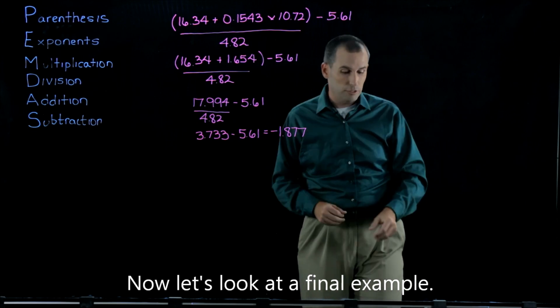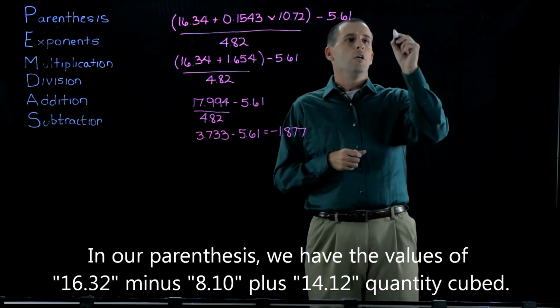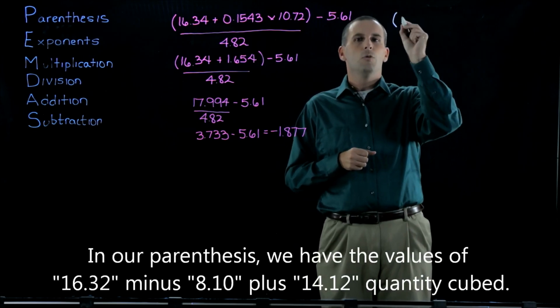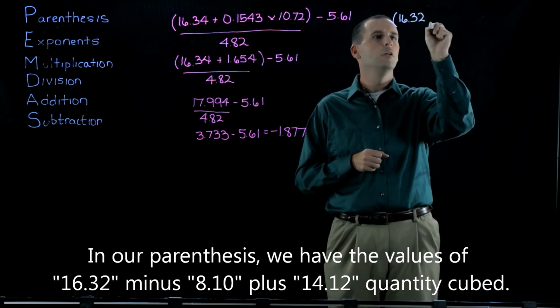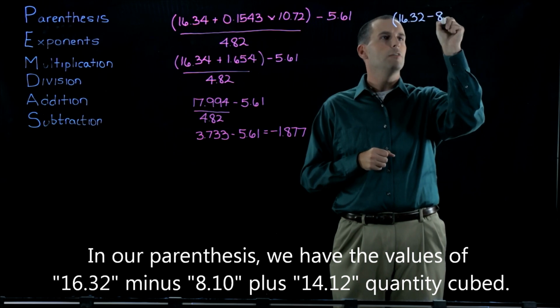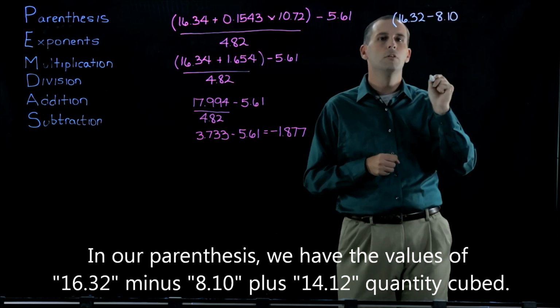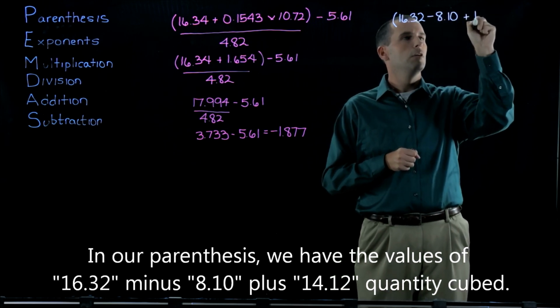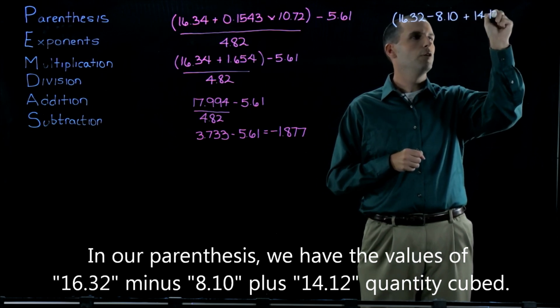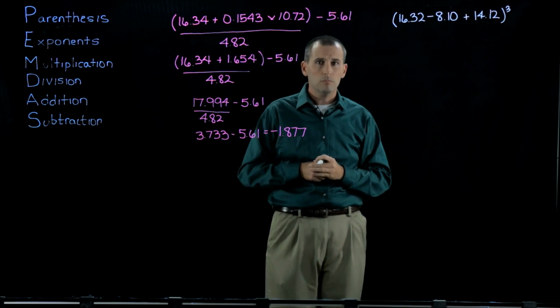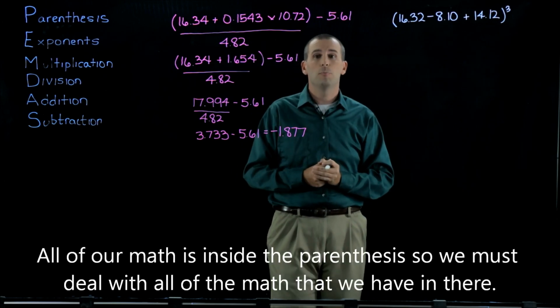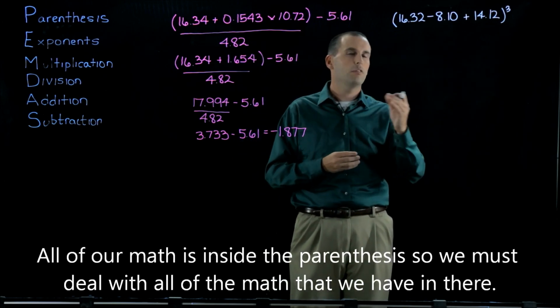Now let's look at a final example. In our parentheses, we have the values of 16.32 minus 8.10 plus 14.12 quantity cubed. All of our math is inside the parentheses, so we must deal with all of the math that we have in there.